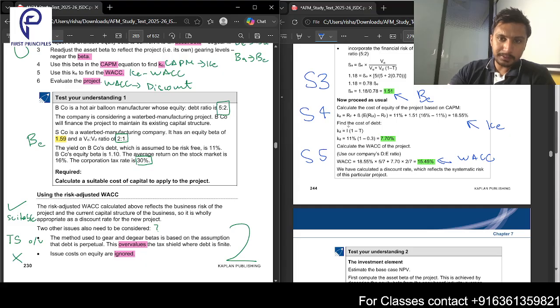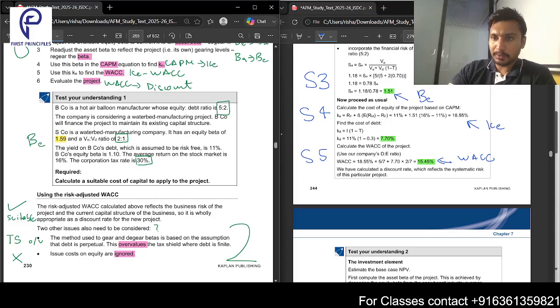Once we've got the KE, we find the cost of debt as well. Cost of debt they have given over here: the yield on the VSCO's debt, which is assumed to be risk-free, is 11%. Average return on the stock market is 16%. Once we calculate this, yield, I told you, is always pre-tax. We had studied yesterday, yield is always pre-tax. So to make it cost of debt, we make it post-tax. So we got the post-tax cost of debt.